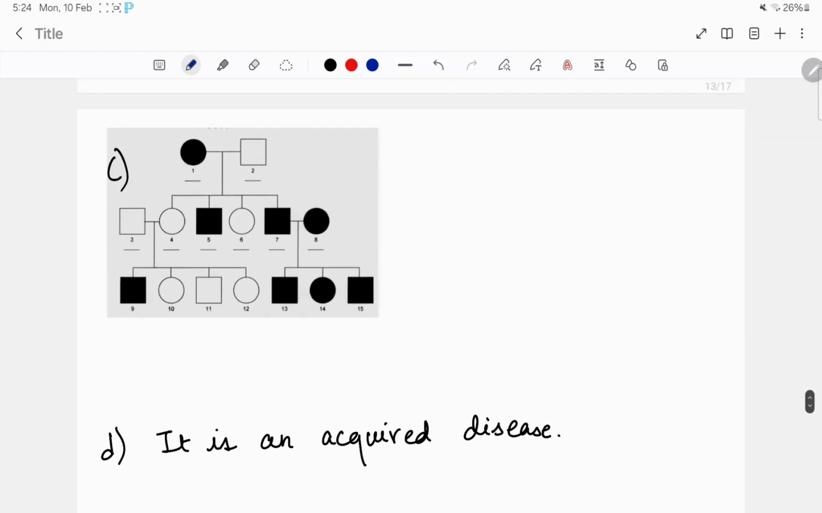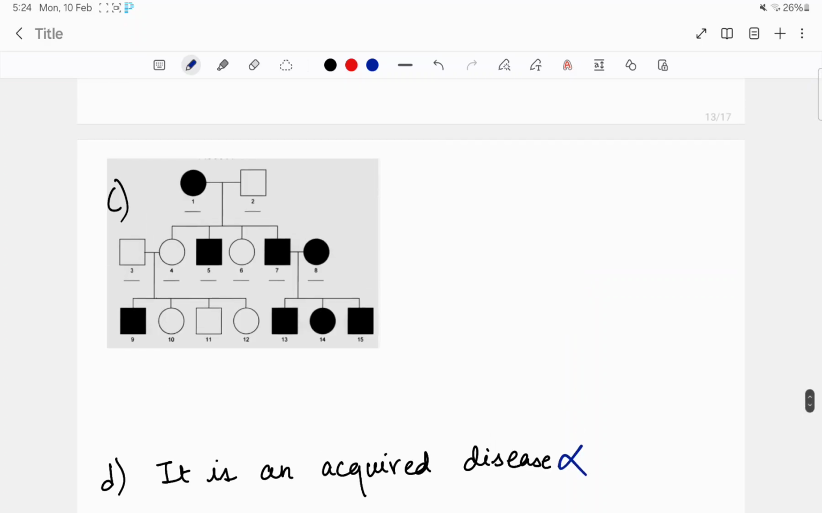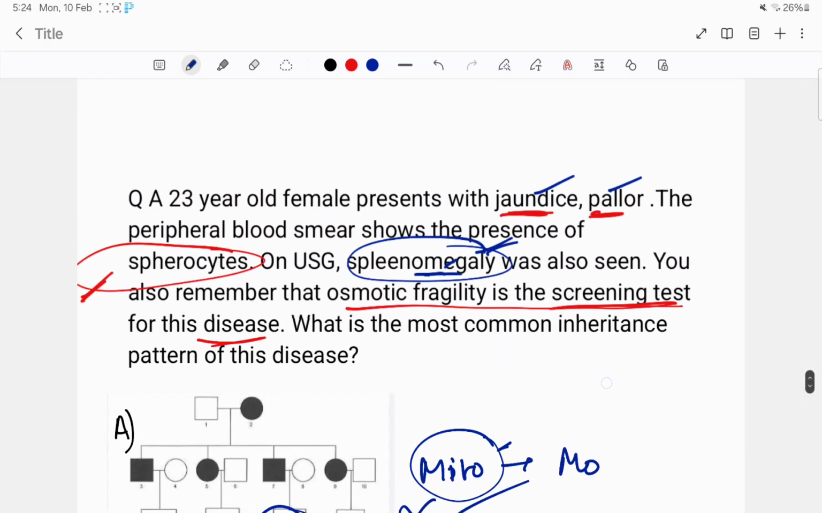I want you guys to figure out what this pedigree is and comment in the chat box. And is this an acquired disease? No, it is not. It is an autosomal dominant disease. It can be autosomal recessive in cases of spectrin mutation. So please tell me what pedigree this is. So the answer is autosomal dominant, that is B.